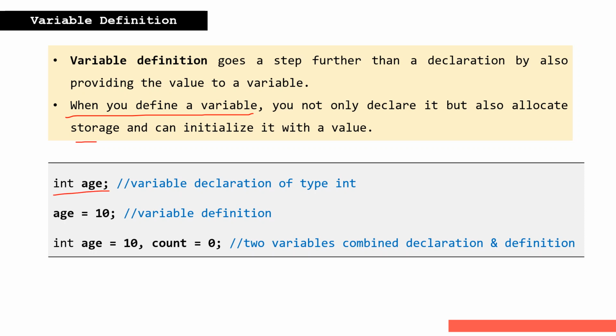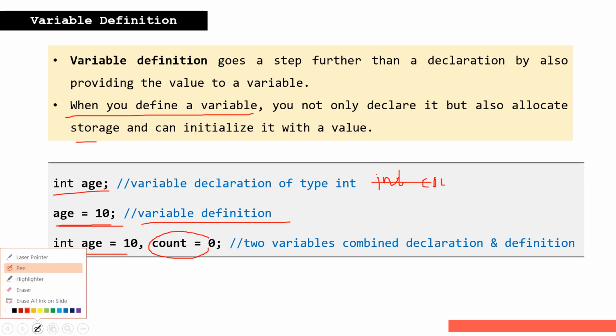You have declared the age variable of integer type, and now you are assigning the value to the age variable, that is 10. So this is called variable definition. You are providing a value to an already declared variable. Now the next statement shows the combined declaration and definition. So here, int age equals 10 comma count equals 0. So you have defined one more variable, count.